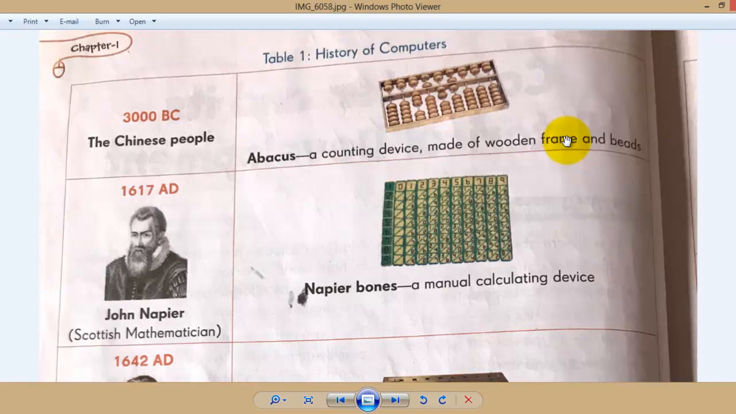After the Chinese abacus, John Napier, a Scottish mathematician, developed Napier bones, a manual calculating device. Why is it called manual? Because it is not automatic. Manual means we have to calculate using this device ourselves, by manpower. That's why it is called manual.